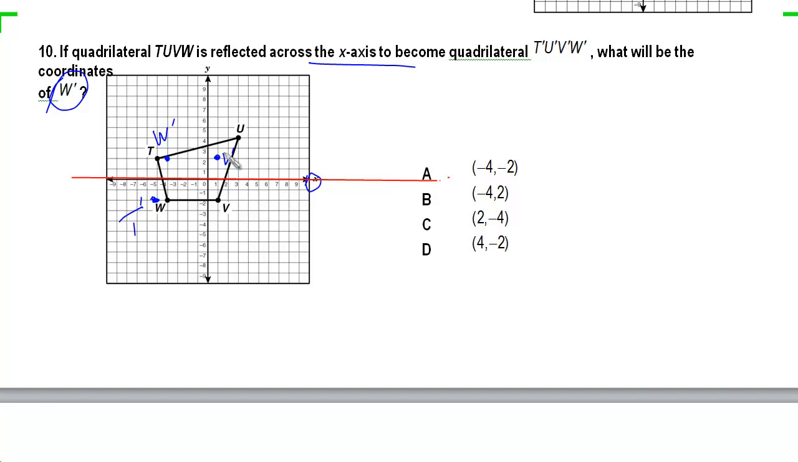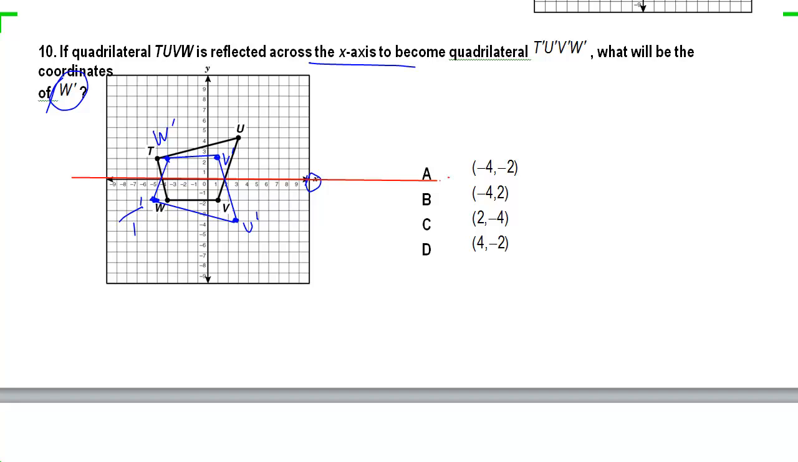Notice I'm not changing it horizontally. It doesn't move left or right, it just reflects on the other side of the line. If I fold it along this line, it would lay right on top of itself. And this is 4 units above, so it will be 4 units below. And there's U prime. So my quadrilateral looks something like that. It's a reflection right over the x-axis.